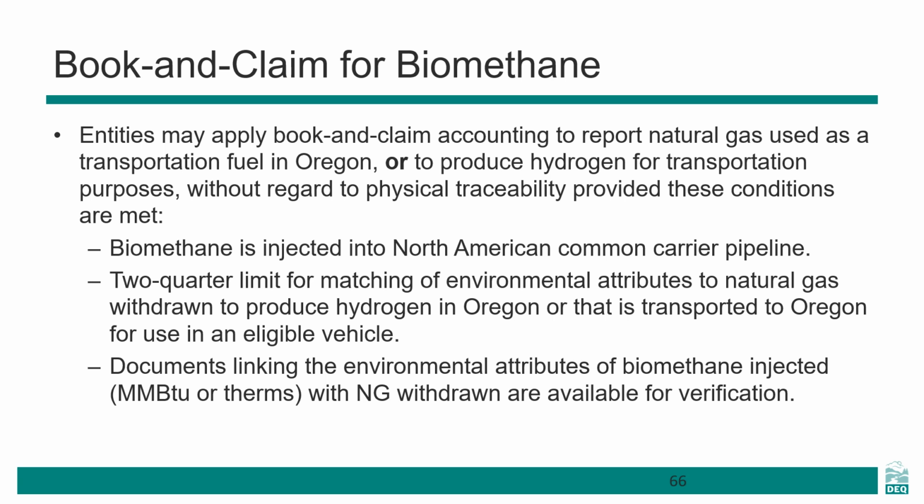For book and claim for both renewable natural gas being used as transportation fuel or as a feedstock for hydrogen production, you need to meet the following conditions. Biomethane has to be injected into a North American common carrier pipeline that has some sort of connection to Oregon. The 2-quarter limit, as I discussed on the previous slide, applies. And then documents linking the environmental attributes need to be available for verification and uploaded into the system. Chiefly, that is the renewable thermal certificates, but other documentation may be required depending on the specific situation.